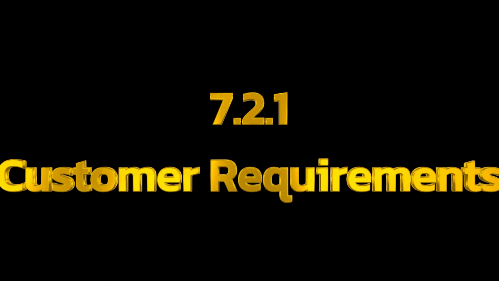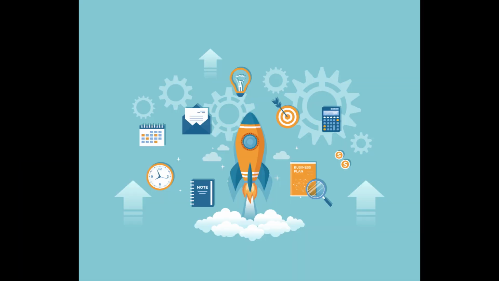Clause 7.2.1. Determination of requirements related to the product. The purpose of this subclause is to ensure that the organization determines and documents the requirements of its customers related to the product. The organization must establish procedures for reviewing and verifying customer requirements, including regulatory requirements, and ensure that these requirements are documented and communicated to relevant personnel.